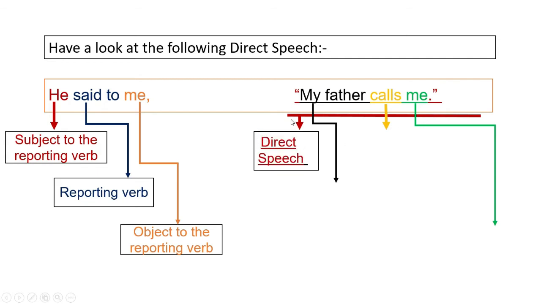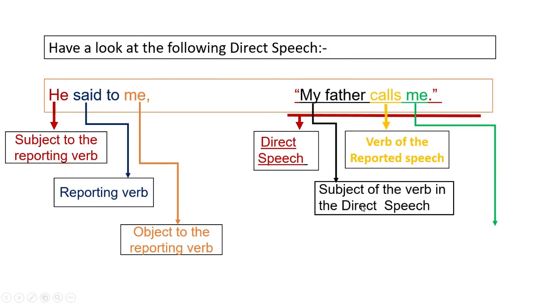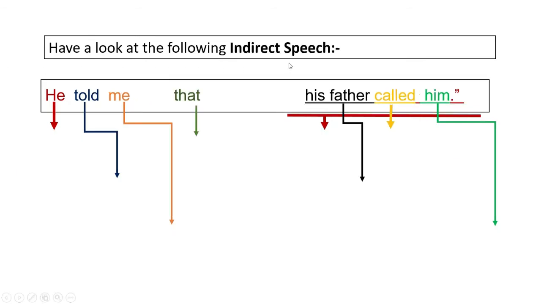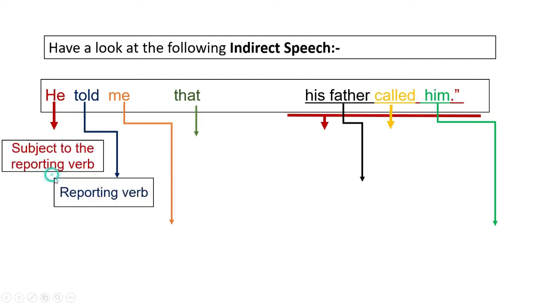It is direct speech: the reporting verb, the subject of the verb in direct speech, and the object to the verb in the direct speech. Have a look at the following indirect speech. He told me that his father called him. Now see the position of the subject to the reporting verb.